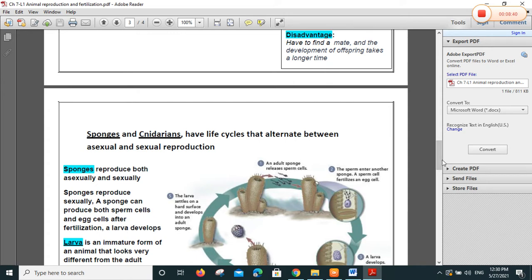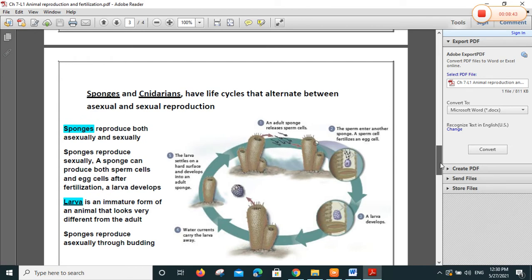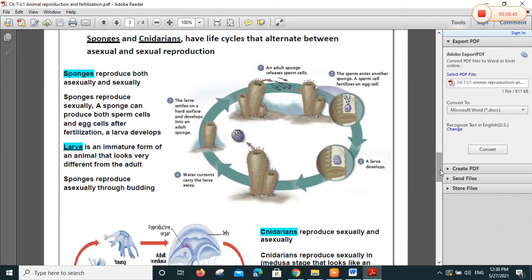Sponges and cnidarians have life cycles that alternate between sexual and asexual. Look at the sponge's life cycle. The main body or the adult can release cells for male and female. Male releases sperm cells and female releases egg cells. So in this case I can say this is an adult sponge. Yes, the adult sponge releases sperm cells. So when it releases sperm cells, it will undergo the sexual reproduction.